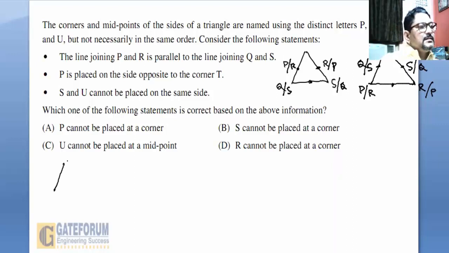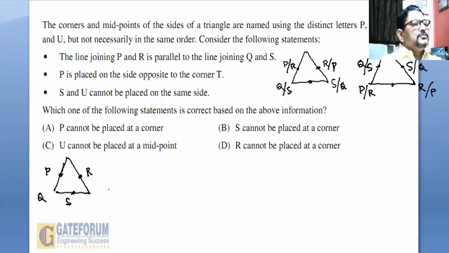Now there can be another case. See, PR is parallel to QS. So we can say that this is P and this is R. However, this is Q and this one is S. See, PR is parallel to QS. Okay. But then the opposite case can also be true. I mean, they can reverse themselves. So you see, and here also. So this can also be a case.